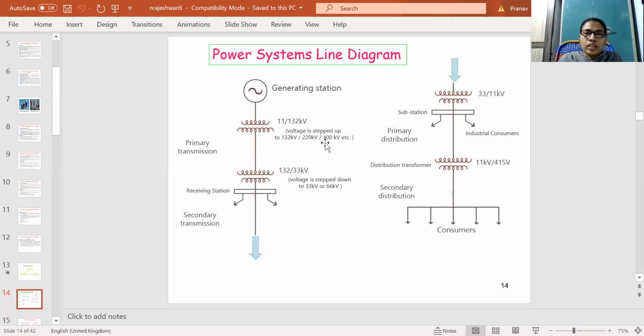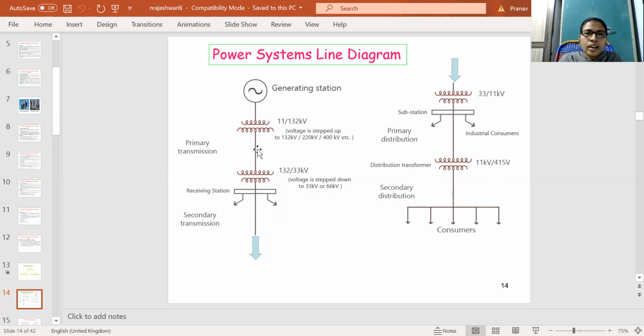These are stepped up voltages. Here 11 kV is stepped up to 132 kV. This is the primary transmission, and these are the step up transformers. From this, the 132 kV is supplied to the next station, that is the secondary transmission system.